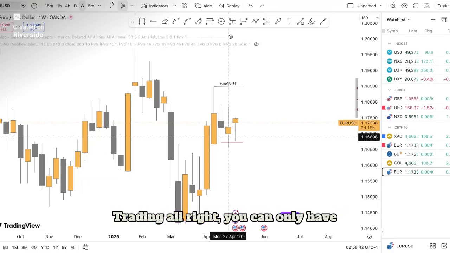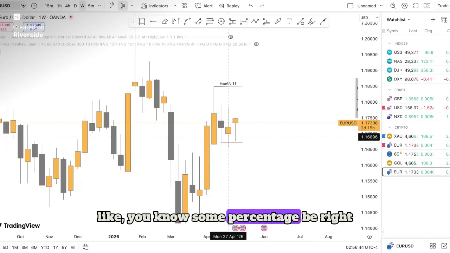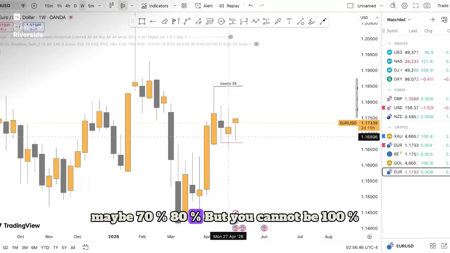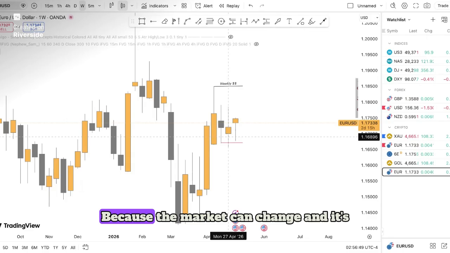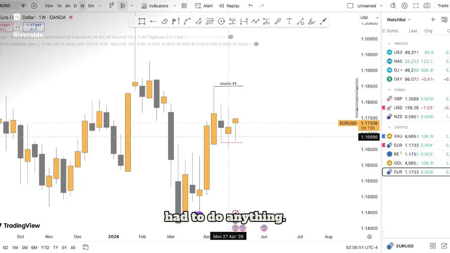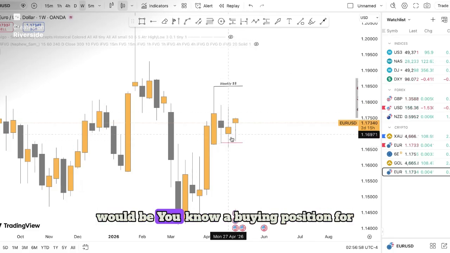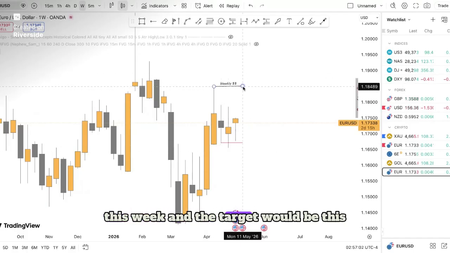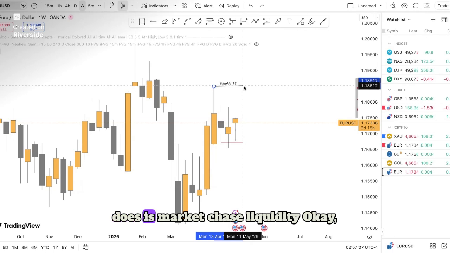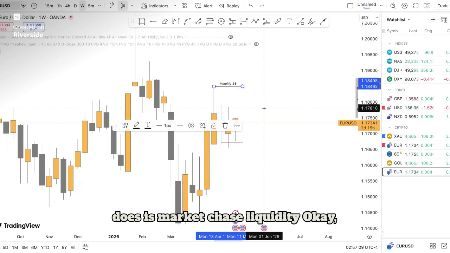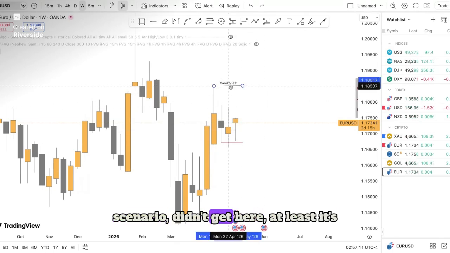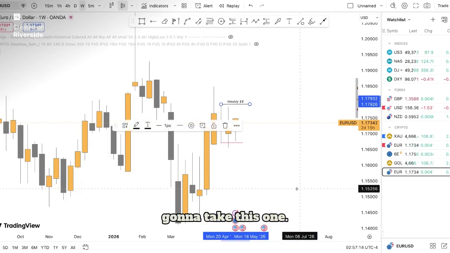But then you cannot be so sure in trading. You can only be right some percentage of the time, maybe 70%, 80%, but you cannot be 100% because the market can change and decide to do anything. So I know that there would probably be a buying position for this week, and the target would be this liquidity here, because what the market does is chase liquidity. Worst case scenario, if it doesn't get here, at least it's going to take this one.